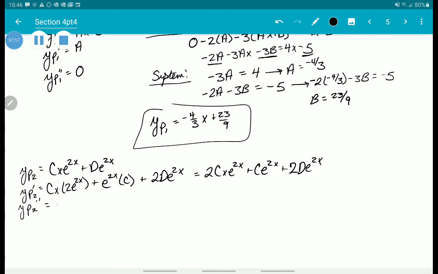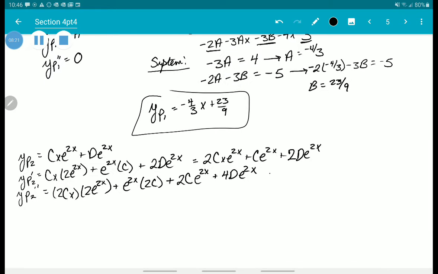Once again, product rule. First one, derivative of the second, plus second, derivative of the first. Take the derivative of the second term and the derivative of the last term. Clean it up.